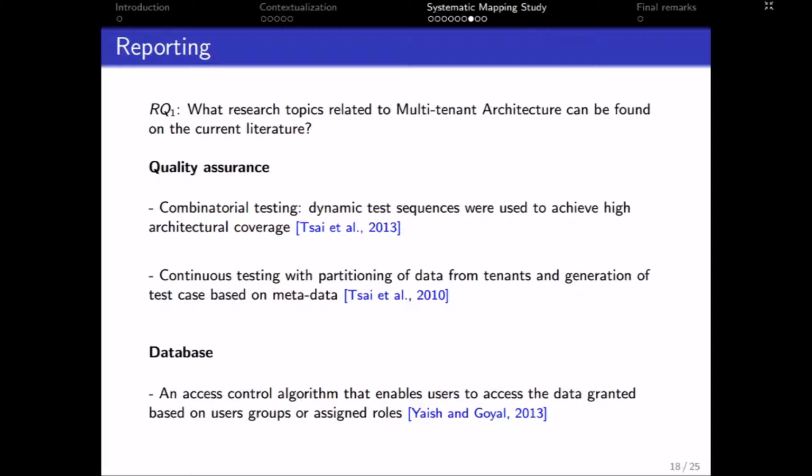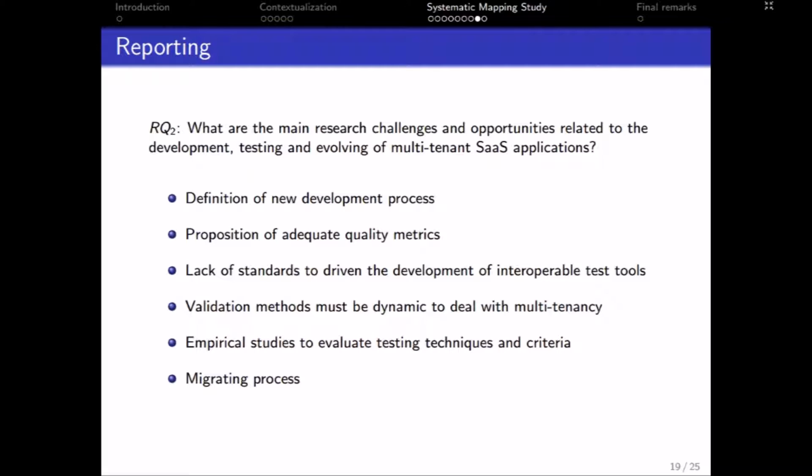19 selected papers have cited database-related issues as a promising research direction. Yayish et al. discussed an access control model based on a database schema. They also proposed an access control algorithm that enables users to access the data granted based on users' groups or assigned roles. Although most studies have addressed the development of multi-tenant SaaS applications, standards are scattered and do not often follow a methodical approach.